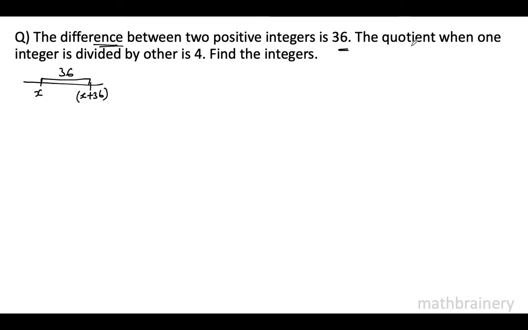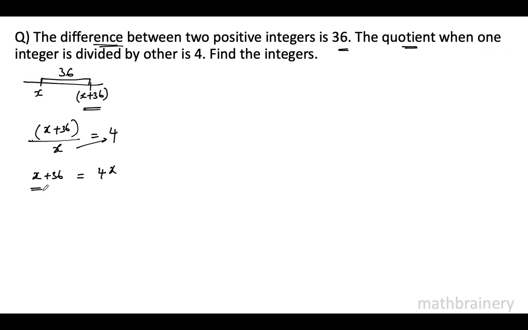What is given? The quotient. What is a quotient? That number which you get when one number is divided by the other. So when one integer is divided by the other, the quotient is 4. So the bigger number divided by the smaller number. Which is bigger among x and x plus 36? Obviously x plus 36. So when I am dividing this bigger number by the smaller number, I get the value as 4. That is, the quotient is 4. Now let us simplify this to find out the value of x. To simplify, let's just multiply this x with the 4 on the right hand side. You get x plus 36 is equal to 4x.